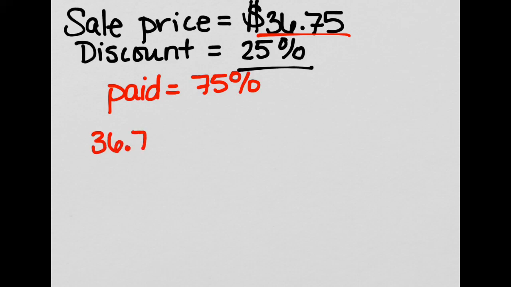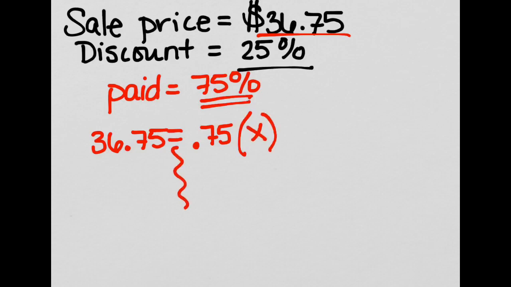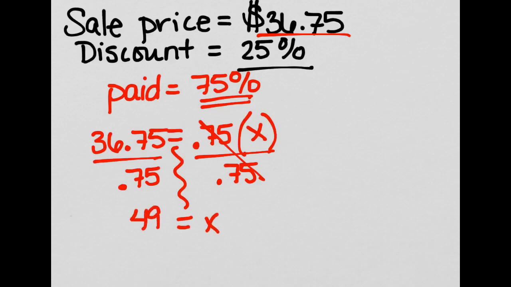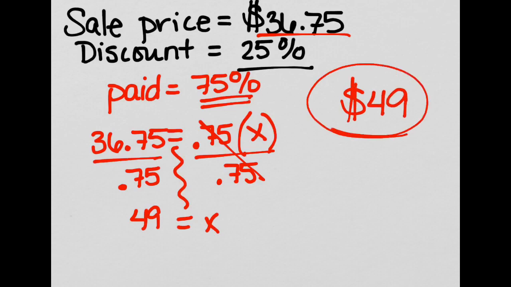So I'm going to have $36.75 equals, I write this percentage as a decimal, which is 0.75, times whatever the actual regular price was. And that's what we don't know, so that's what we create as a variable. I'm going to go ahead and divide both sides by 0.75, and then I'll use my calculator. 36.75 divided by 0.75. Remember, anytime I divide by a decimal, I'm going to have a bigger number. That's going to give me x equals 49. It happened to be another whole number, so my regular price was $49. Okay?